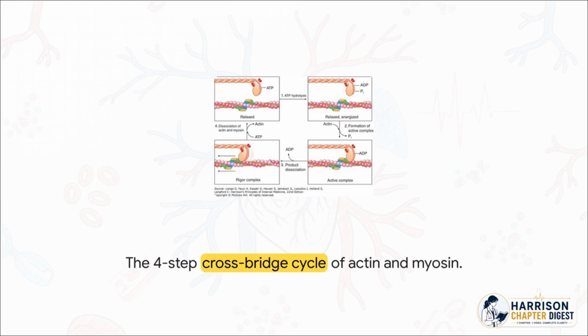Thick myosin filament heads basically grab onto thin actin filaments and pull. First, ATP is split to give the myosin head its energy.